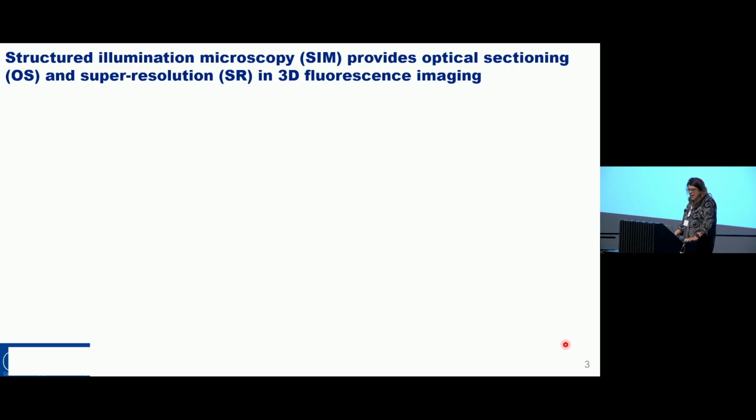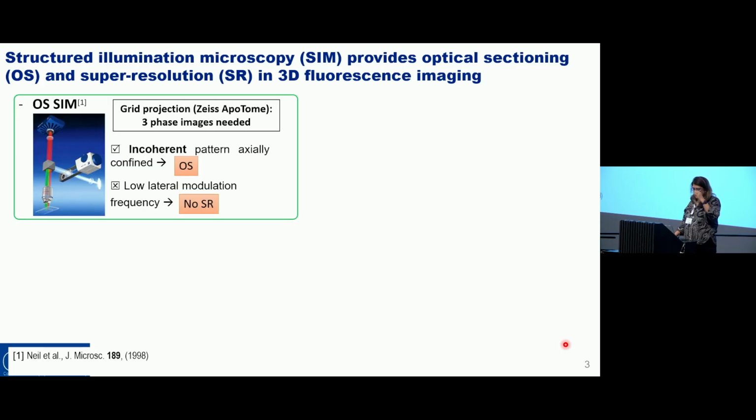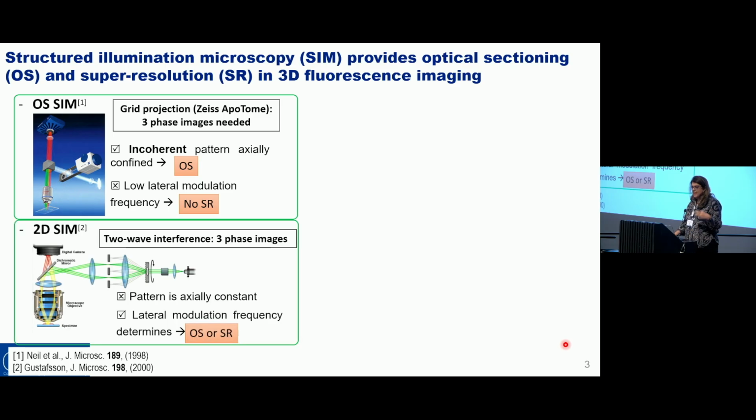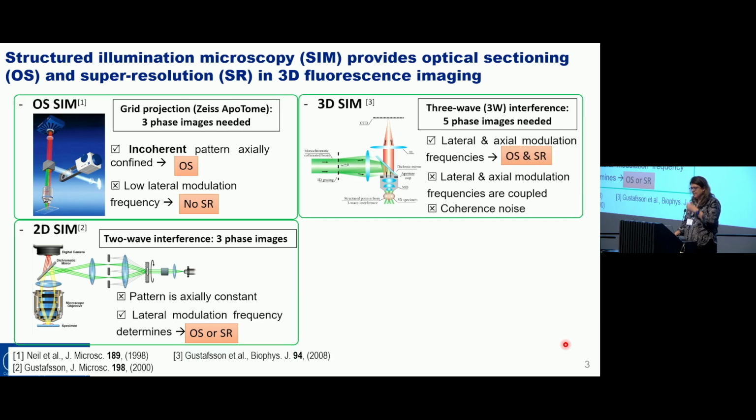Okay, so over the years, there have been multiple structured illumination microscopy systems. The grid projection system that is incoherent and it uses 3-phase images. The 2D SIM that I showed you, the example 2-wave, also uses 3-phase images. The 3D SIM based on 3-wave uses 5-phase images, but it provides optical sectioning and super resolution, the first time that you could have that, versus the other previous systems were not capable of doing that.